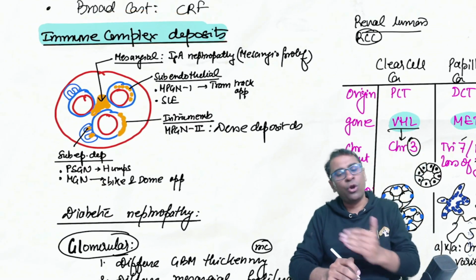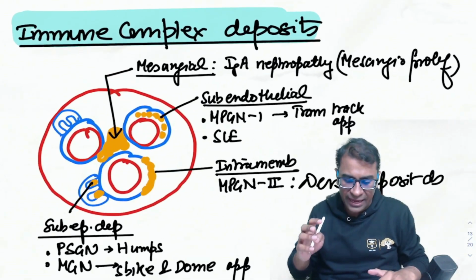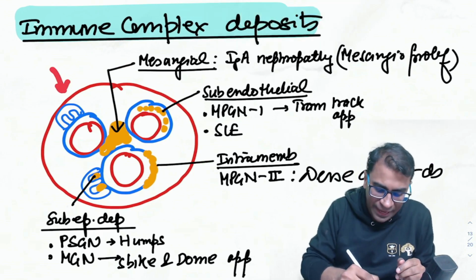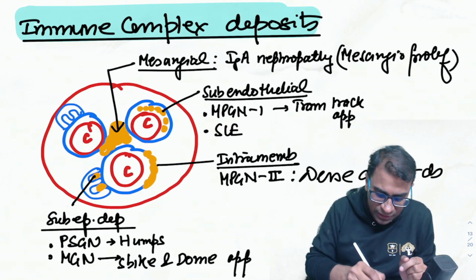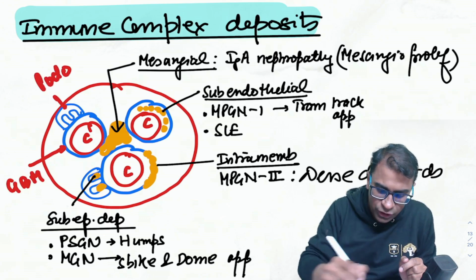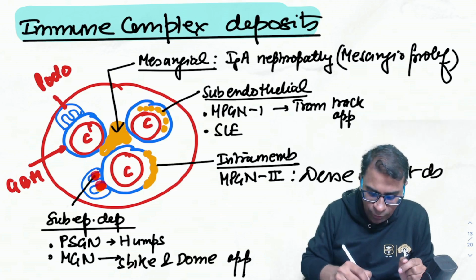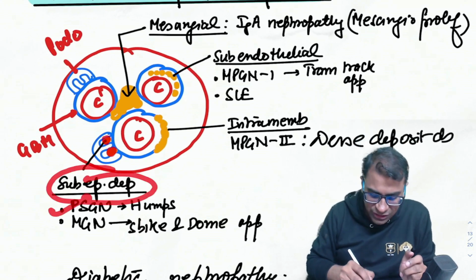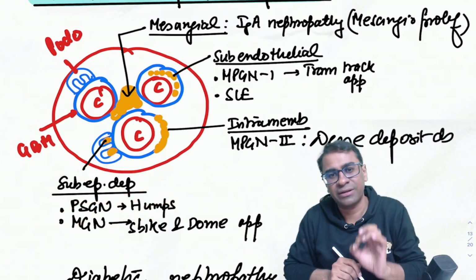I have taught you a lot of nephrotic syndrome. Let's make a small diagram to conclude everything in a short diagram. See, suppose this is a glomerulus. In the glomerulus, there's a capillary. I'm writing C for capillary. Around the capillary, this blue one is GBM, and this one is a podocyte. If you see a deposition below the podocytes, it is called a subepithelial deposition. It is seen in PSGN, which shows humps, if you remember, and MGN, which shows spike and dome appearance.